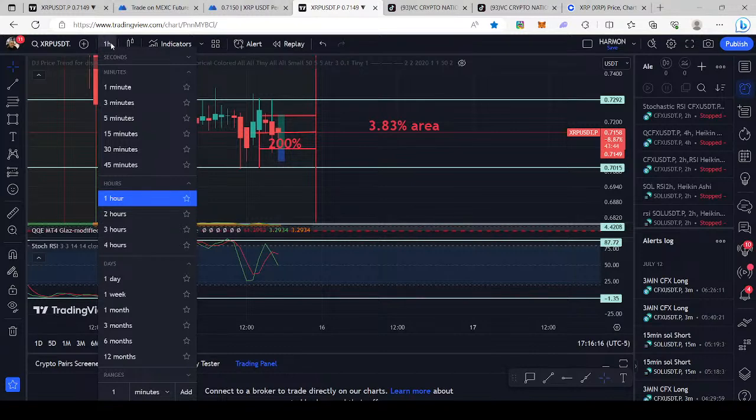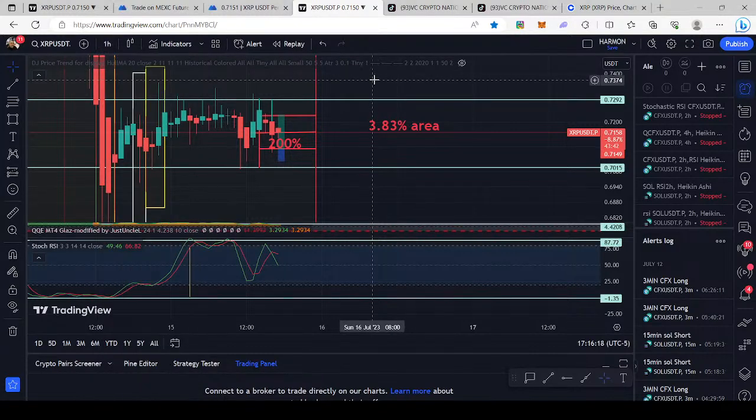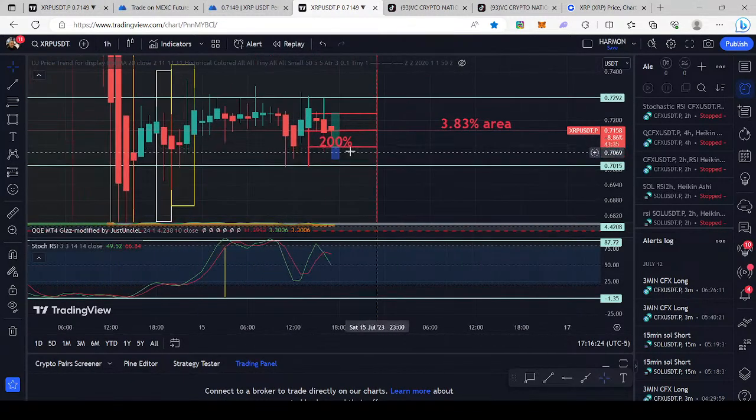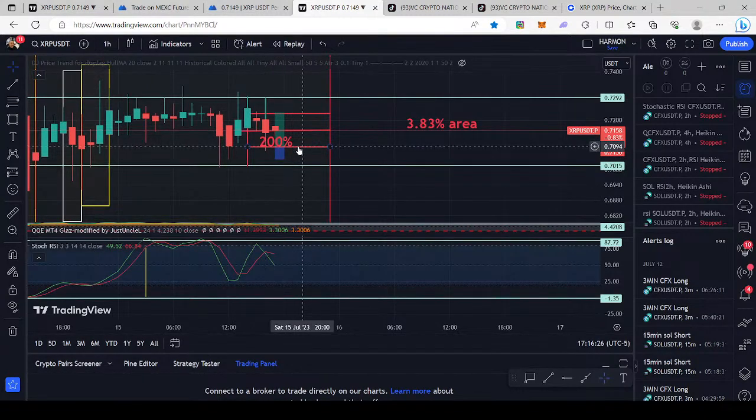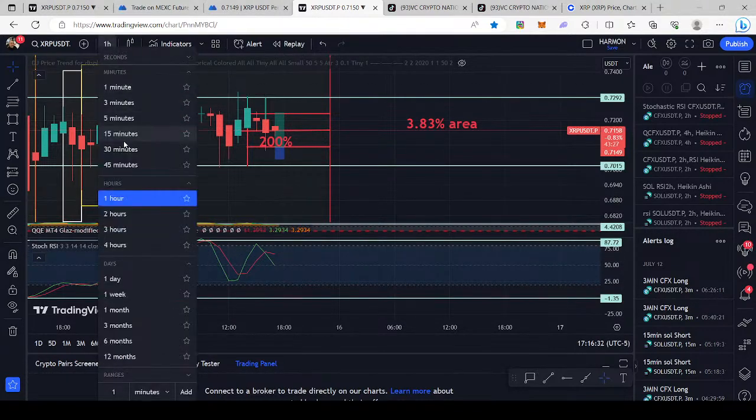So we're not going to fight this area right now because it's not worth it. We already made 200%. We're not here to take risky trades. We're here to take trades that make money, right? So right now, the 15 minute and the 1 hour are all already through their process.